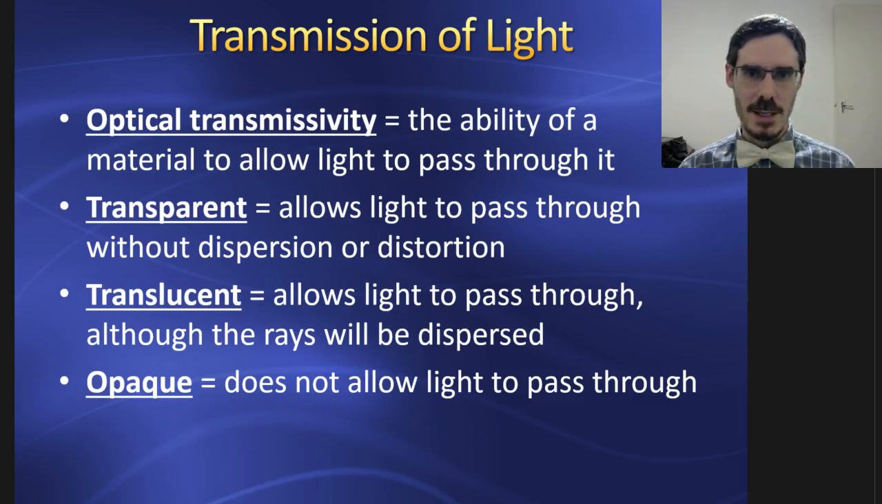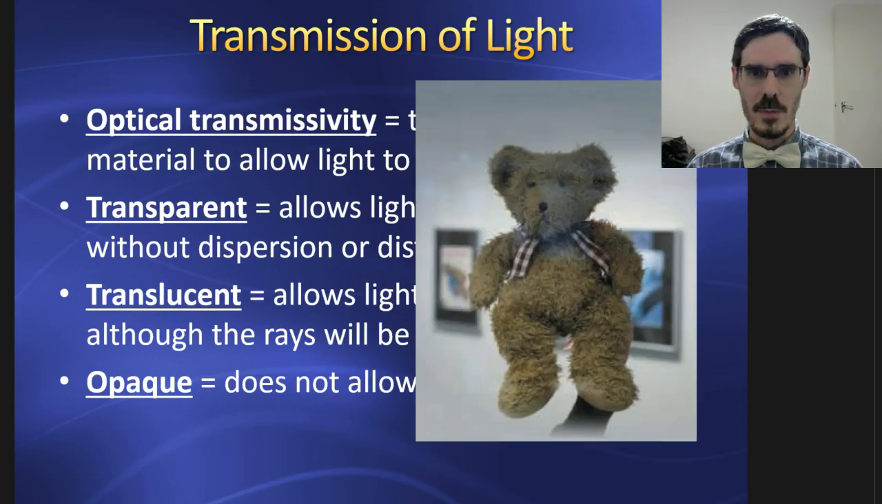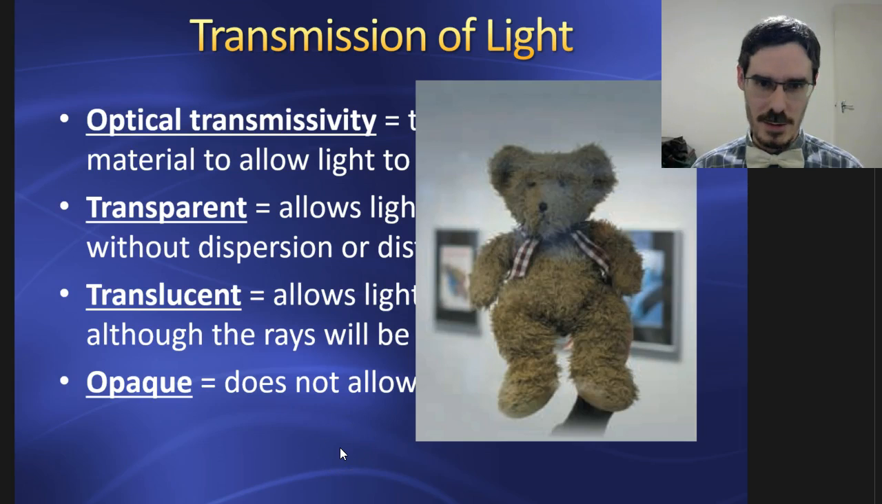Optical transmissivity, very fancy sounding word, is the ability of a material to allow light to pass through it. For example, we say that a material is transparent when it allows light to pass through without dispersion or distortion. You can see straight through the glass in front of this teddy bear. It's transparent.